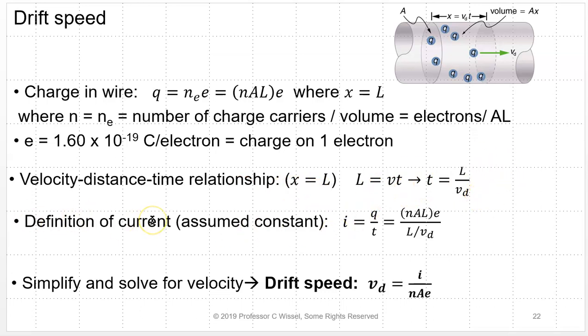So then the definition of current, we're going to assume it's constant, I equals Q over t. Plug things in, you end up with n times A times L times e over L over Vd. We can simplify and solve this for velocity, and that will be the drift speed. Vd, which is the drift speed, equals the current divided by the number of charge carriers per volume times the cross-sectional area of the wire or conductor times the charge on one electron. So Vd is equal to I divided by n times A times e.